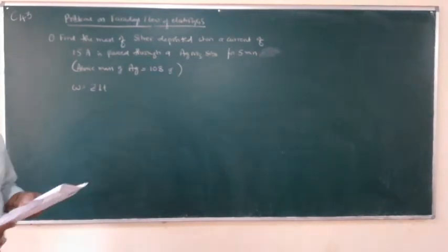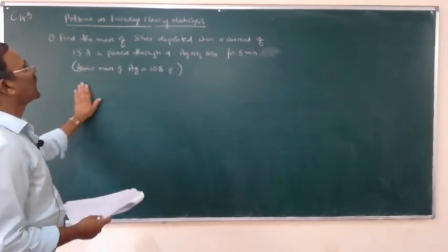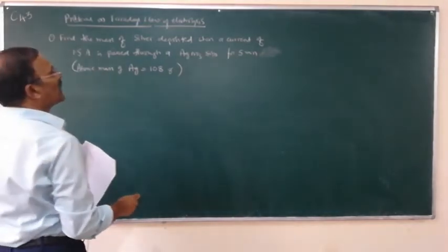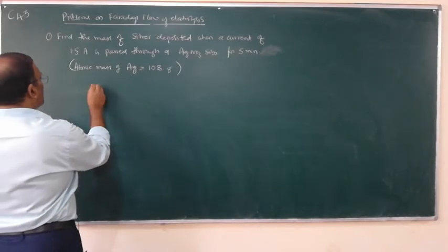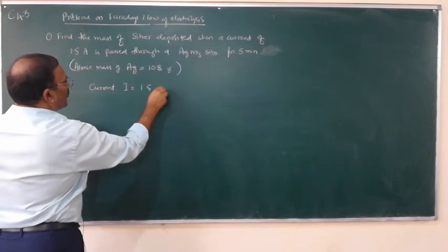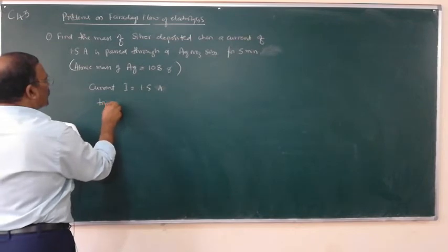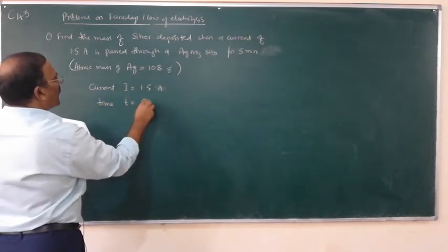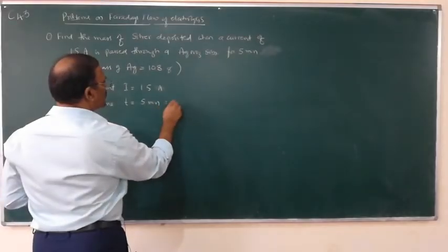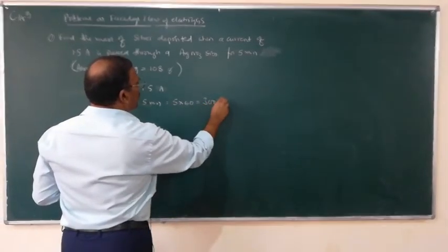So here, find the mass of the silver deposited when a current of 1.5 ampere is passed through silver nitrate solution. So current I is equal to 1.5 amperes, time T is equal to 5 minutes. It should be converted into seconds, that is 5 into 60, that is 300 seconds.